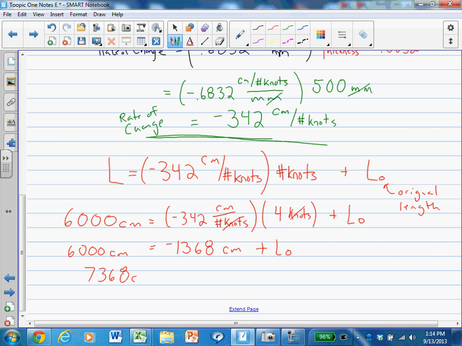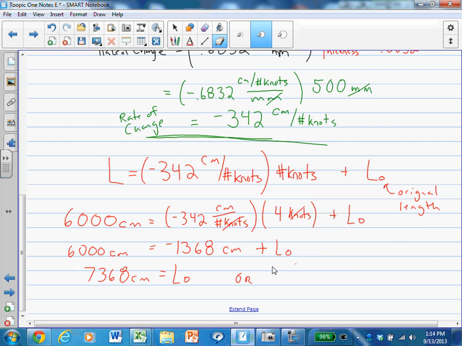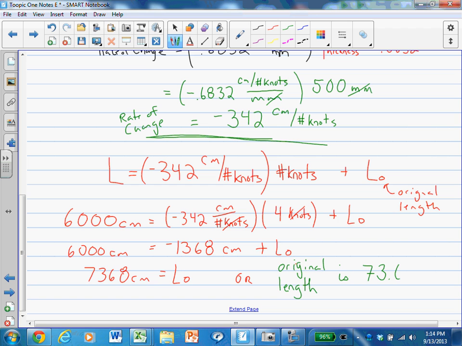7,368 centimeters equals L0. So our original length of our steel for our bridge should be 7,368 centimeters, or original cable length. Oh, I'm sorry, I meant crust. Okay, about 74 meters.